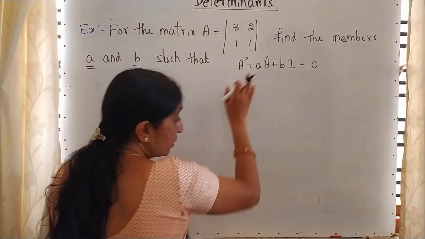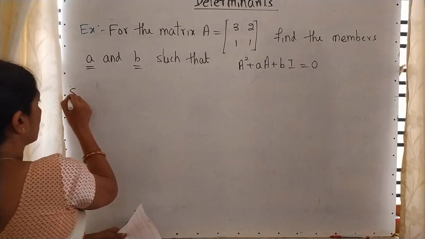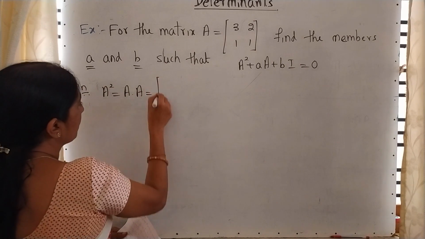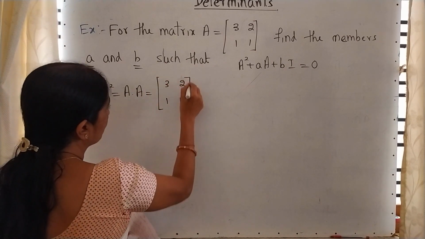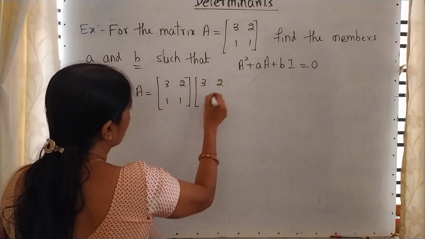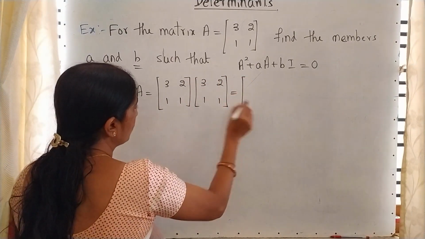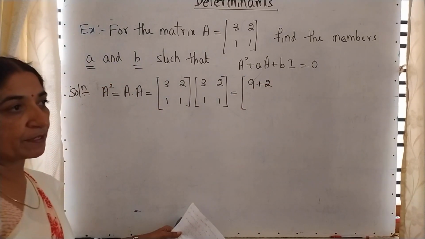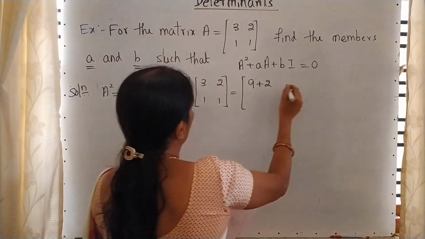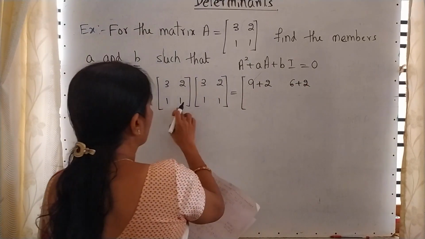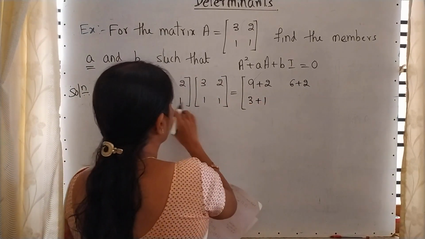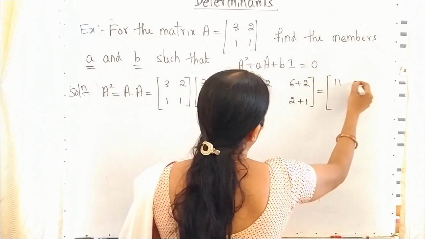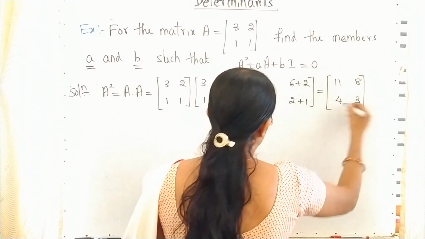So, to use this condition also, we require A square. In the solution, first find A square. Already we are familiar. That is A into A. Multiply these two matrices. First row with first column: first element into first element plus second element into second element. Then first row with second column. Then second row with first column. Second row with second column. Yes, this is A square.